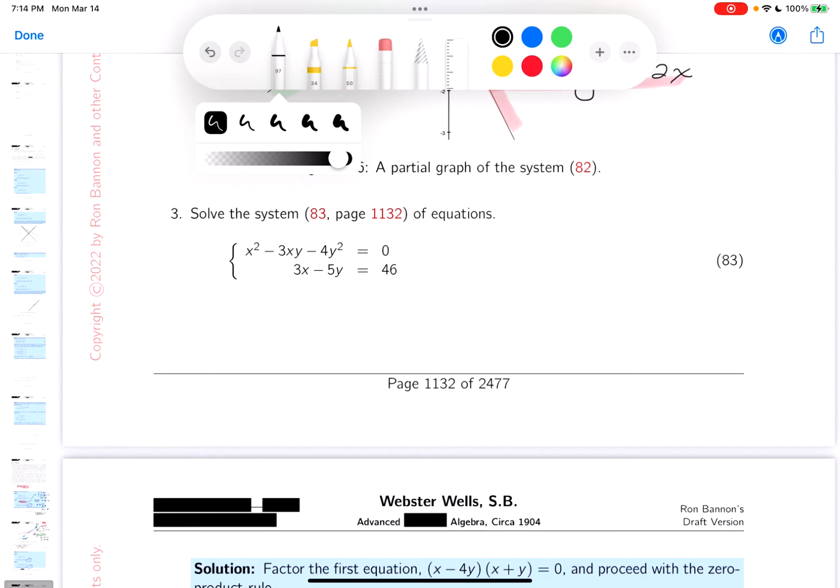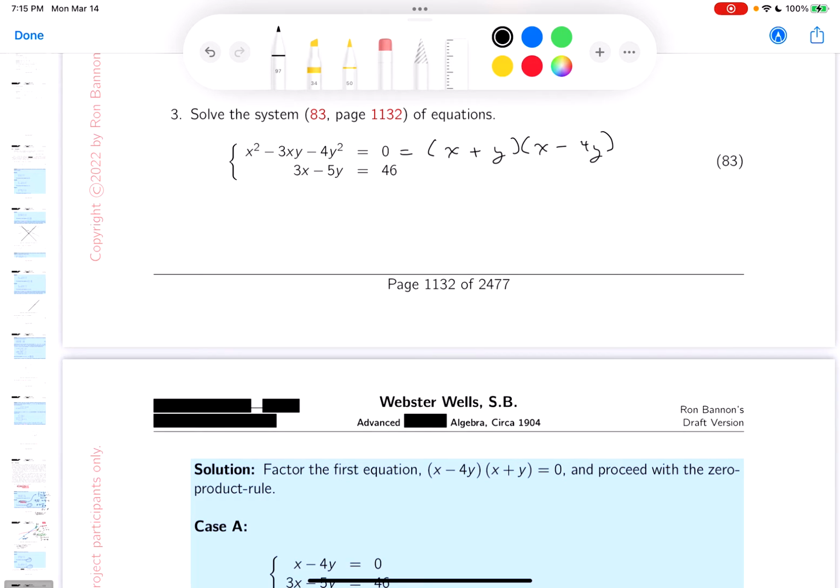Okay, my recommendation is to factor the first equation, and we're back in familiar territory if we can do it. So x and x, and let's see, it looks like 4y and y, and then what do you get? Let's see, minus 4y. Well, we have two choices from the first one. That's going to be the zero product rule, and then the second equation, it's a linear equation. So there's going to be two cases.